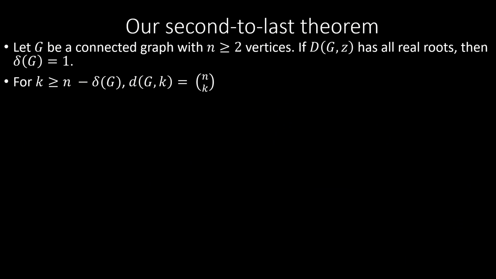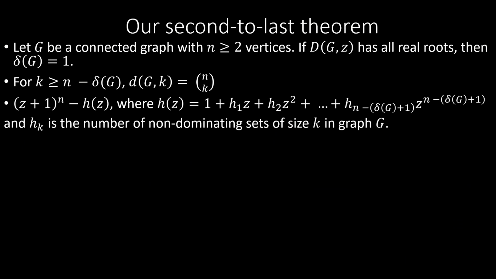Next, this fact allows us to derive yet another formula for computing the domination polynomial as the difference of the generating function for the number of subsets of all sizes in our graph with some function h of z of degree n minus delta of G plus 1, which we define to be the generating function for the number of non-dominating sets of sizes 1 through n minus delta of G plus 1.